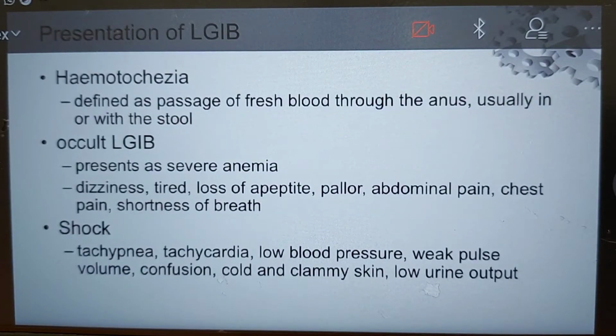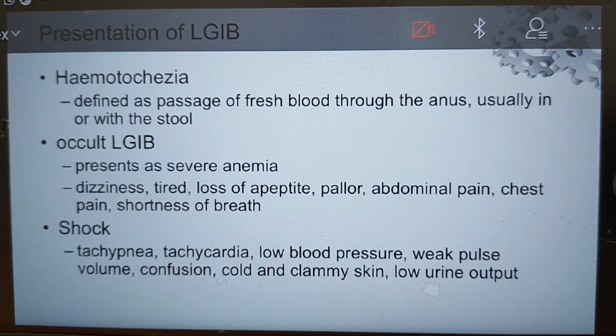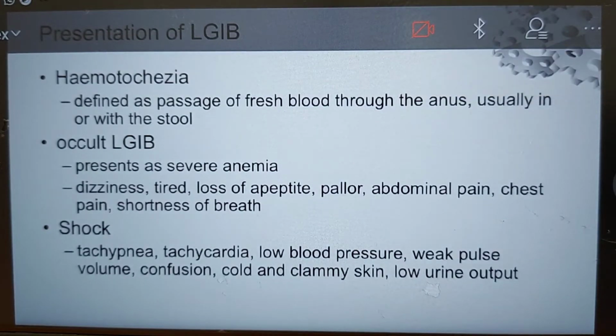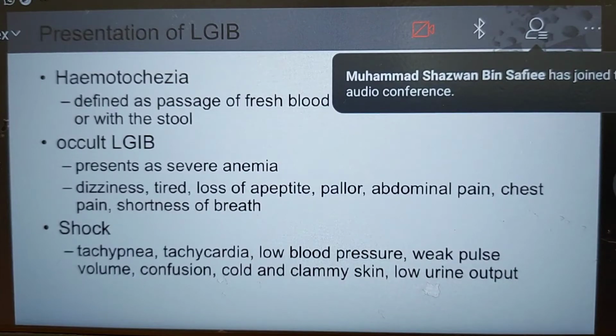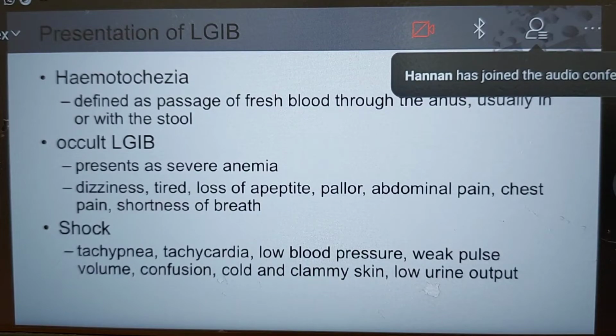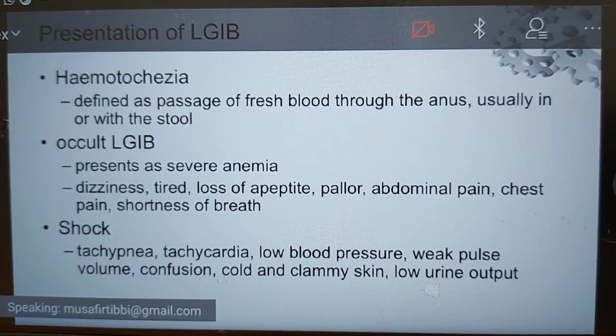This is another slide on the presentation of lower GI bleed. The patient typically presents with hematochezia, which is the passage of fresh blood through the anus, usually in or with the stool. From the history, we have to ask the patient whether the blood is mixed with the stool or separate. After that, we also have to ask whether the blood comes after defecation, because in hemorrhoid, the presentation is actually a splash of blood after defecation.